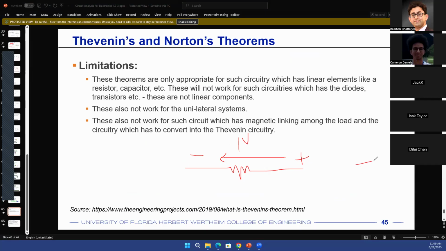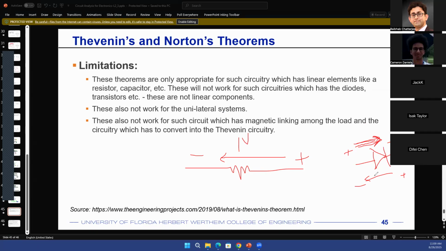The same does not happen for a diode. We'll learn about diodes in this class. If you connect your voltage here versus here, the current that you see will be very different. So let me draw it in a different way. Let's say a double arrow over here. The double arrow current is different from the single arrow current. So this is a unilateral element. Similarly, MOSFETs and BJTs are unilateral elements, and Thevenin and Norton equivalent circuits are not applicable for them.